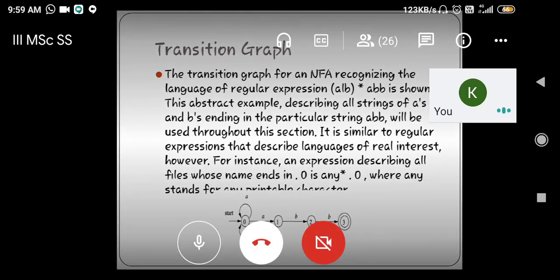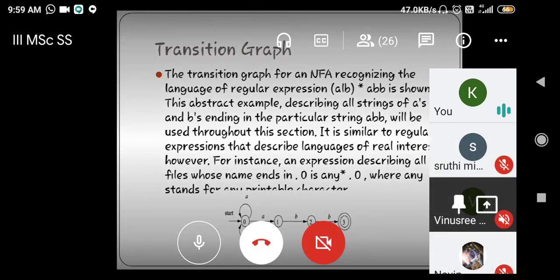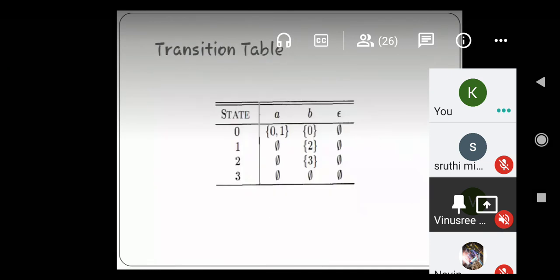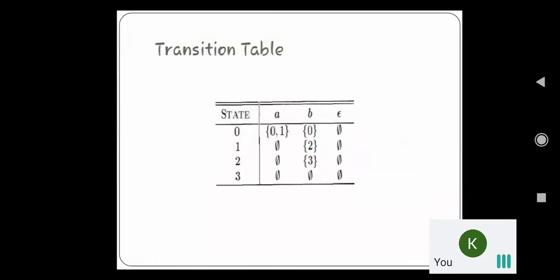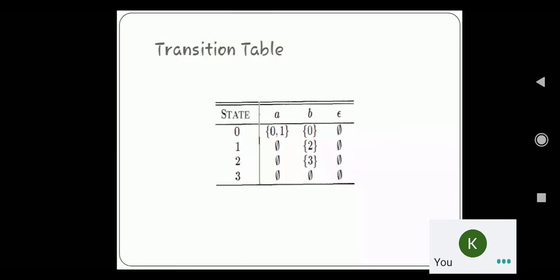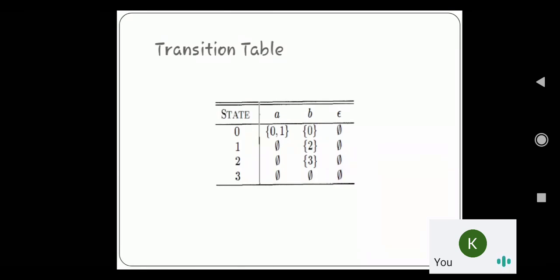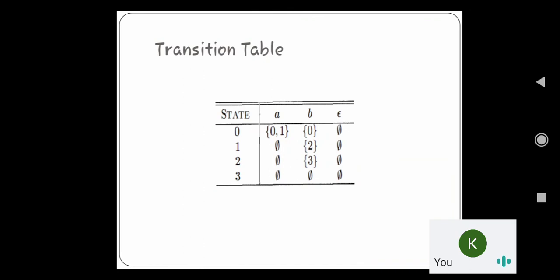Go to that particular table, please. See here in this table what you have: state numbers 0, 1, 2, 3, and at the top you have A, B, and the empty string. The empty string is denoted with a particular symbol, like epsilon.